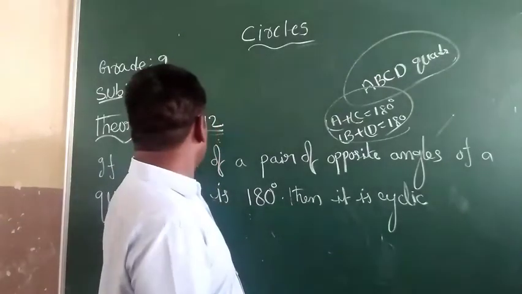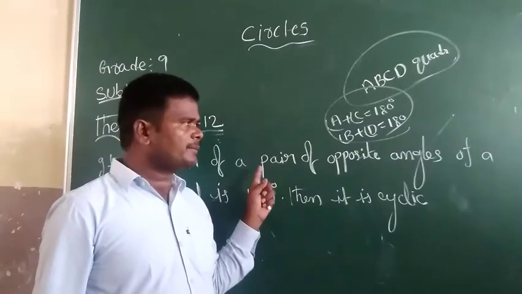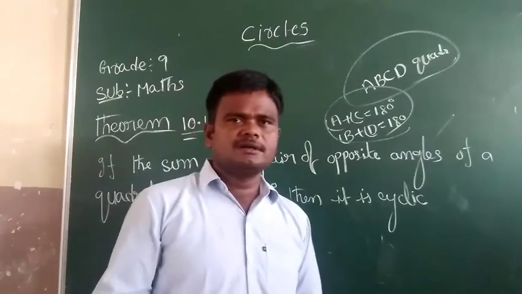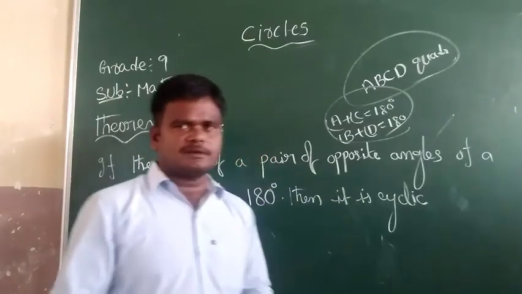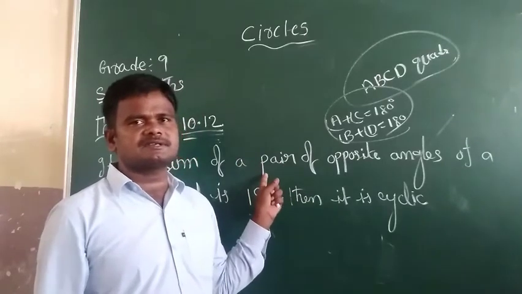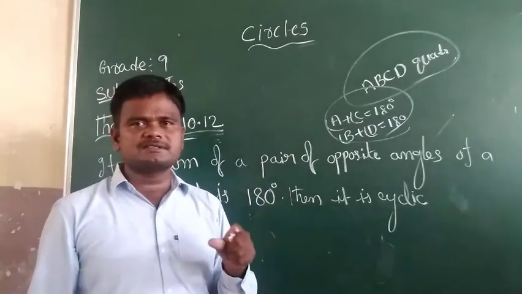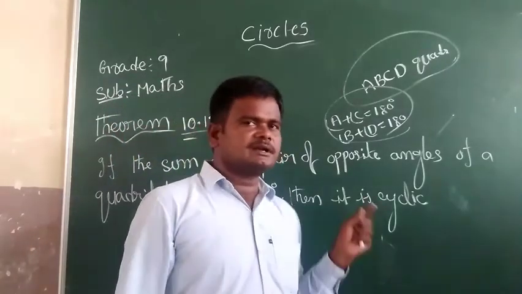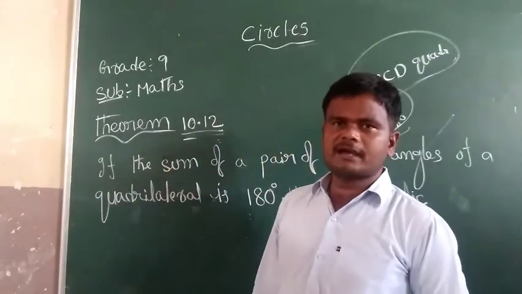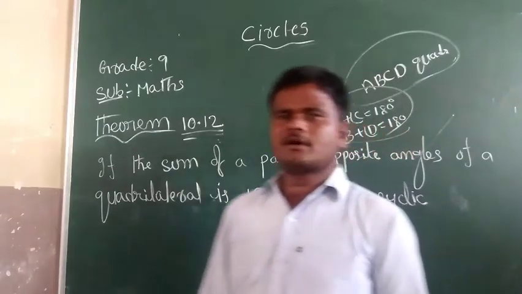So here theorem 10.11 and theorem 10.12. These two statements are very important in the previous exercise. Theorem 10.11 says that the sum of a pair of opposite angles is 180 degrees. Theorem 10.12 says that if the sum of a pair of opposite angles is 180 degrees, then it is a cyclic quadrilateral.